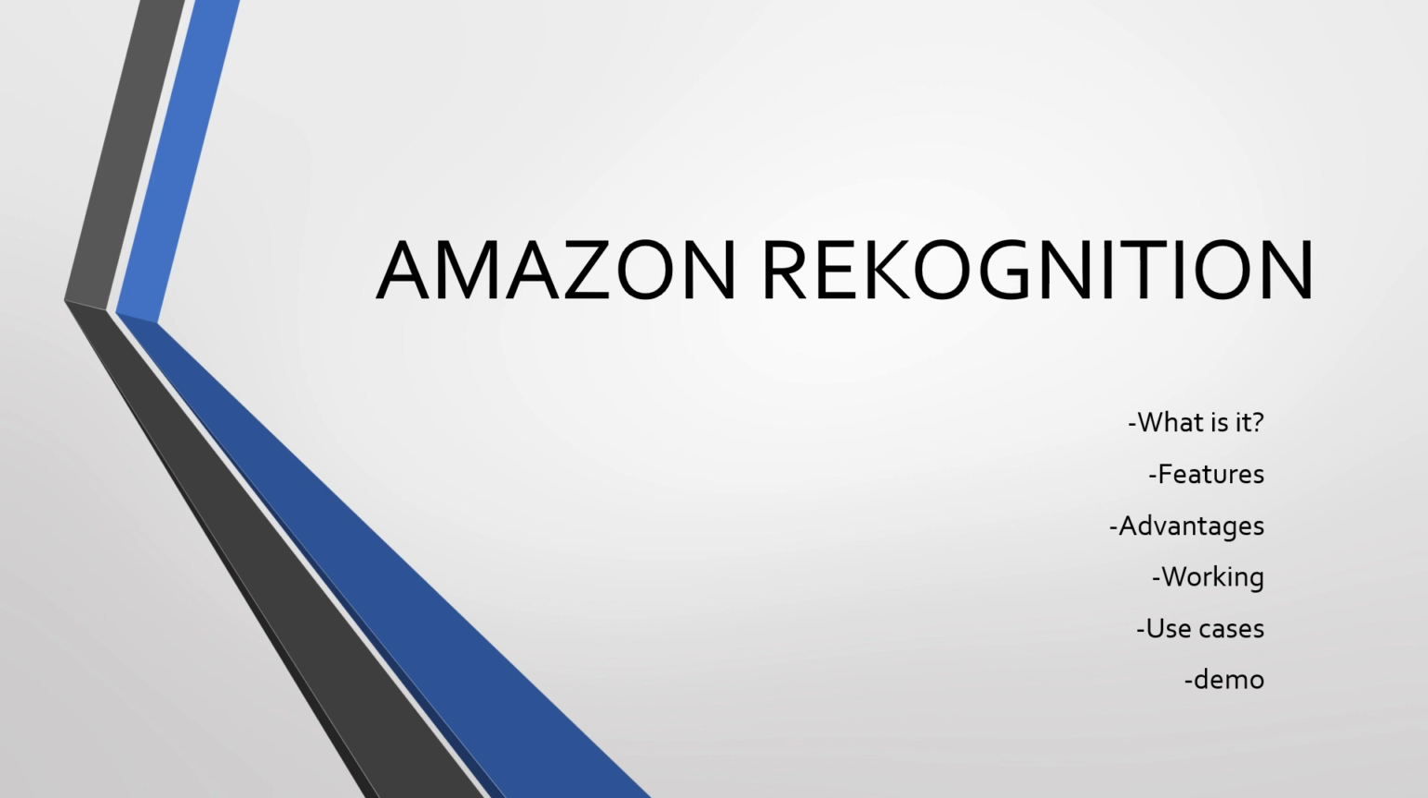Today we are going to learn about Amazon Rekognition. Before moving to our topic, let's start with what is AWS? Amazon Web Services. It is a subsidiary of Amazon that provides on-demand cloud computing platforms and APIs to individuals. Don't worry, it is on a pay-as-you-go basis, so after crossing the free tier limit, you have to pay.